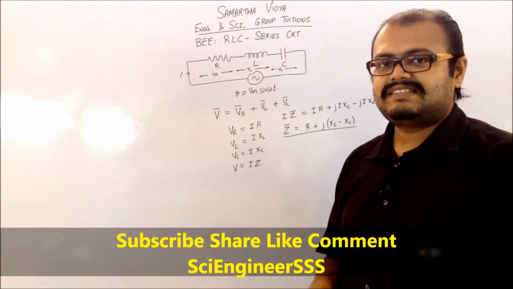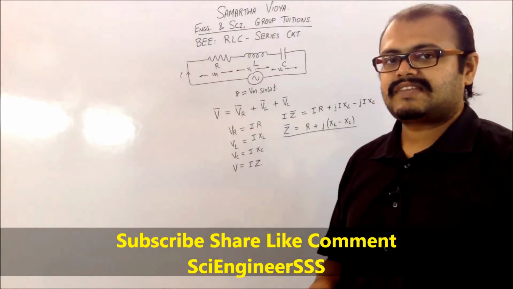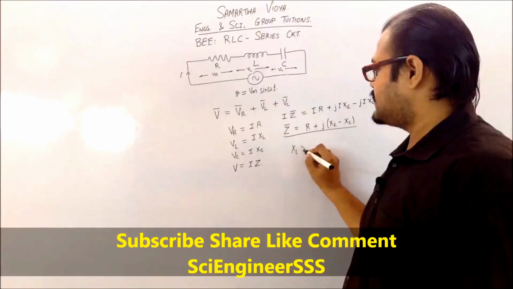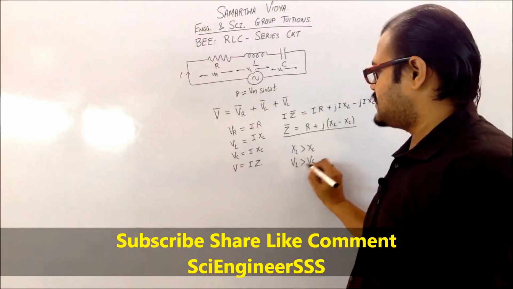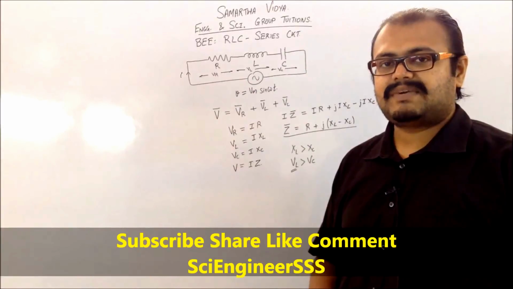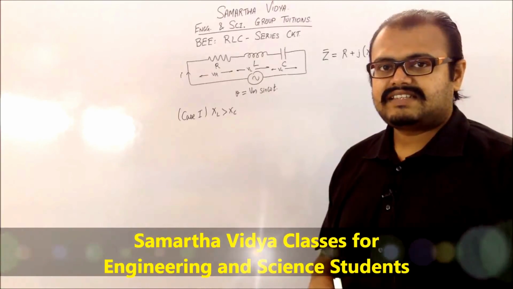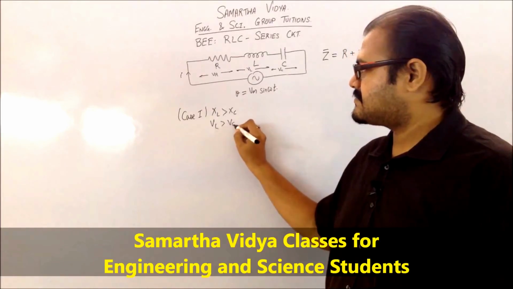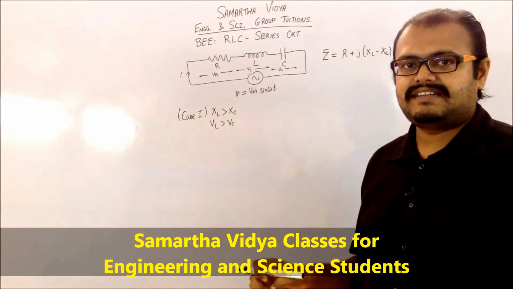If you want to represent this in the phasor diagram, there are three different cases to be seen. The first case we will discuss is when XL is greater than XC, or in short, VL is greater than VC. That is, the voltage drop across the inductor is greater than the voltage drop across the capacitor. Let us see the phasor diagram for that condition.